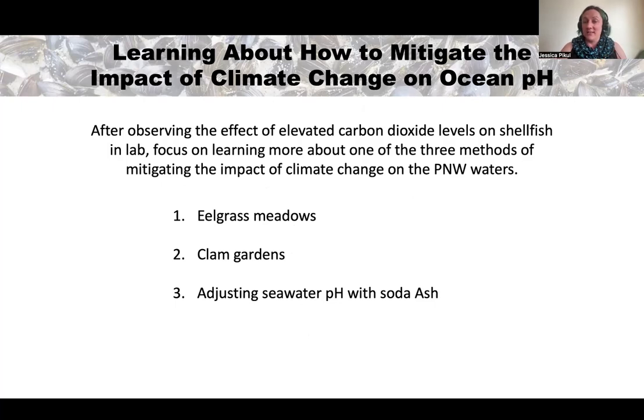As we analyze our results from lab, I also want us to learn more about ways to mitigate the effect we're going to be observing. And so I want everyone to choose one of three strategies to learn about in more depth as you do this lab. One would be learning about eelgrass meadows. Another would be learning about clam gardens. And another would be learning about just adjusting the seawater pH using soda ash in a kind of nursery setting for shellfish. Let me give you a little bit more about each of these three before we go into lab this week.